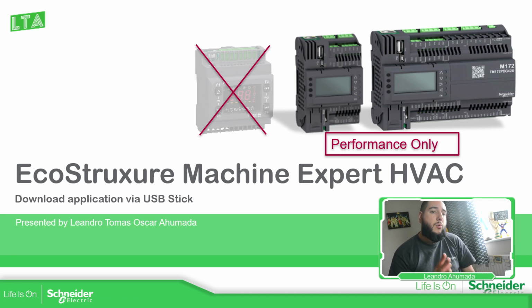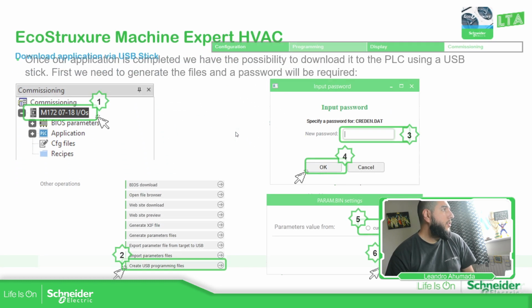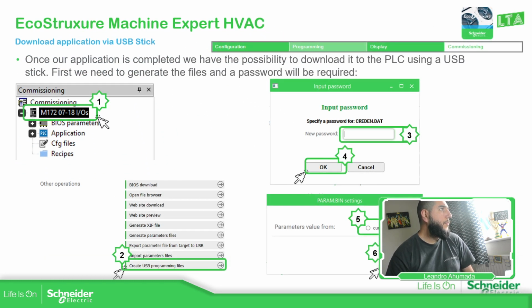Something that you need to know is that in order to use the USB stick, the only controller you can do this with is the M172 Performance, because the M172 Optimize doesn't have the port for the USB-A. So let's continue with this.